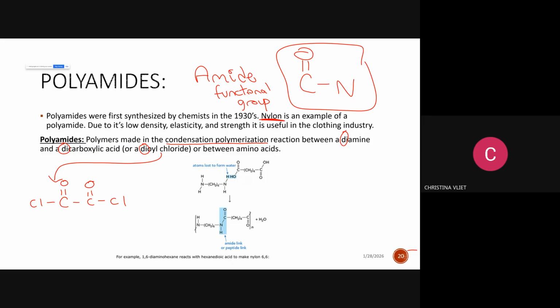And so this is actually the reaction to make nylon 6,6. I pulled this from the textbook. You would take the water out, the H from the amine and the OH from the carboxylic acid. So very similar to what we've been doing with the alcohols and carboxylic acids. We're doing the same thing with amines and the carboxylic acids. And then this new bond that's here is what links the polymer together. It's called an amide link or the peptide link.